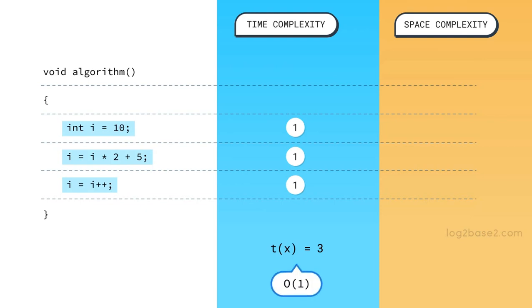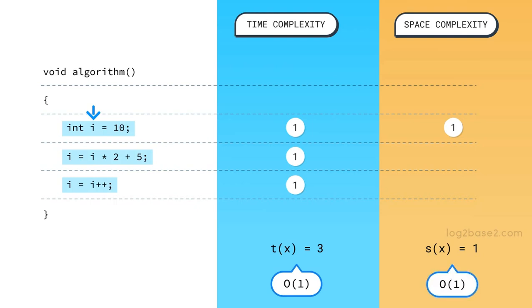Now what about the space complexity? We have variable i, which will take 1 unit of memory, and in second and third statements also we have just i and there are no other variables. So there is only one variable i requiring memory. So the total memory required is 1 unit. So S of x is equal to 1, which is also a constant value. So the space complexity is equal to order of 1.